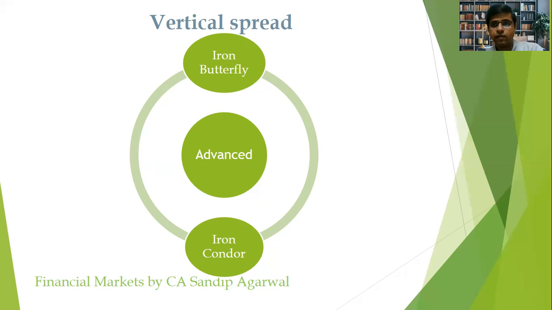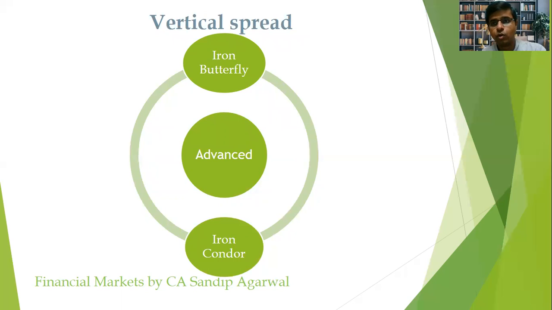Iron condor is again a variation of the short strangle strategy, which we have discussed in video number 1 under options intermediate. What was the short strangle? If we recall, short strangle was basically selling an OTM call as well as an OTM put option.